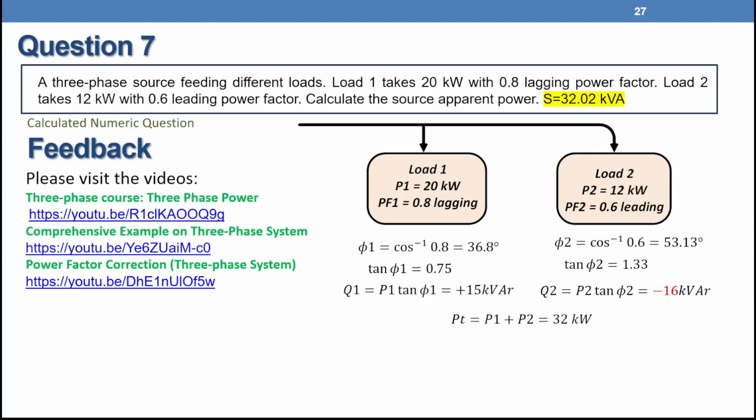P total equals 32 kilowatts, Q total equals minus 1 kilovar, so S total equals root P total square plus Q total square, which is 32.02 kilovolt ampere.